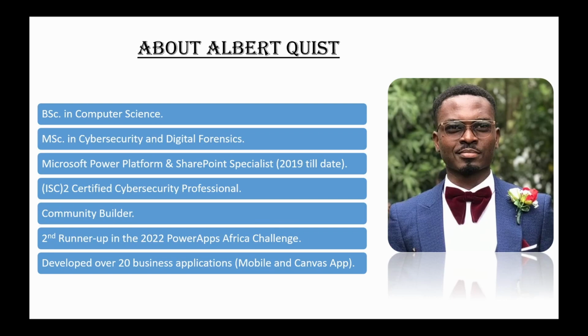So, who is Albert Quist? Albert Quist has a BSc in computer science. He also holds an MSc in cybersecurity and digital forensics. He is a Microsoft Power Platform and SharePoint specialist from 2019 till date and works in the banking sector. Albert Quist is also an ISC squared certified cybersecurity professional. He is a community builder, and he was the second runner-up in the 2022 Power Apps African Challenge. Albert Quist has developed over 20 business applications for mobile and canvas applications.